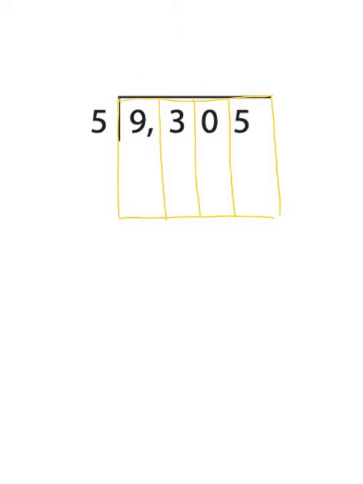I know that 5 will go into 9 once. 1 times 5 is 5. When I subtract, I get 4. Bring that up, and now I'm working with the number 43. 5 will go into 43 8 times. 8 times 5 is 40. When I subtract, I get 3. Bring it up, now I'm working with the number 30.